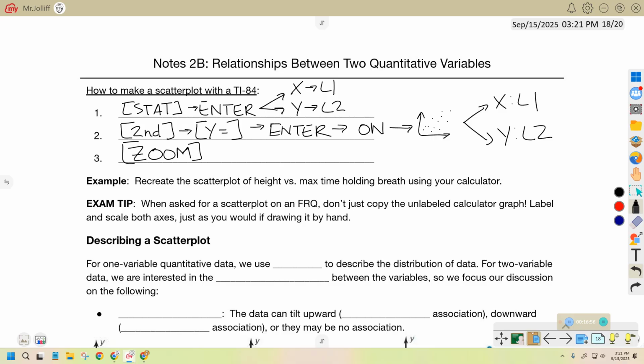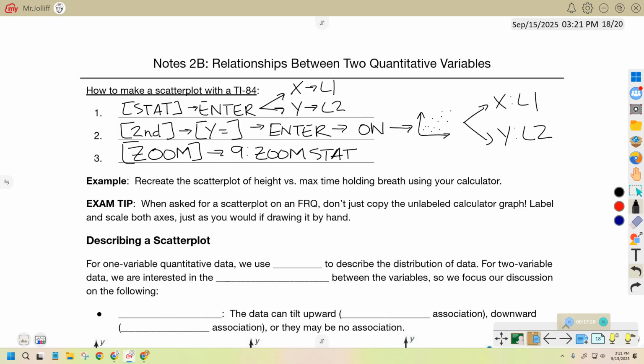It is in the middle of the buttons underneath your screen. And from zoom, you are going to choose option 9, which should say zoom stat, which tells the calculator it is making a statistics plot and not a graph of a function. You should do that now, and you should see the graph we made together on page 1. If you do not, raise your hand so I can come fix it for you.